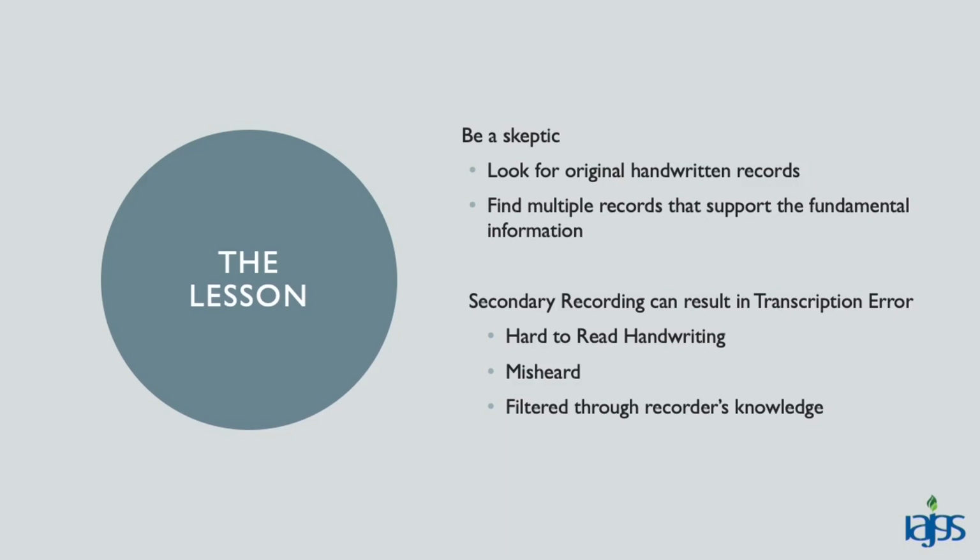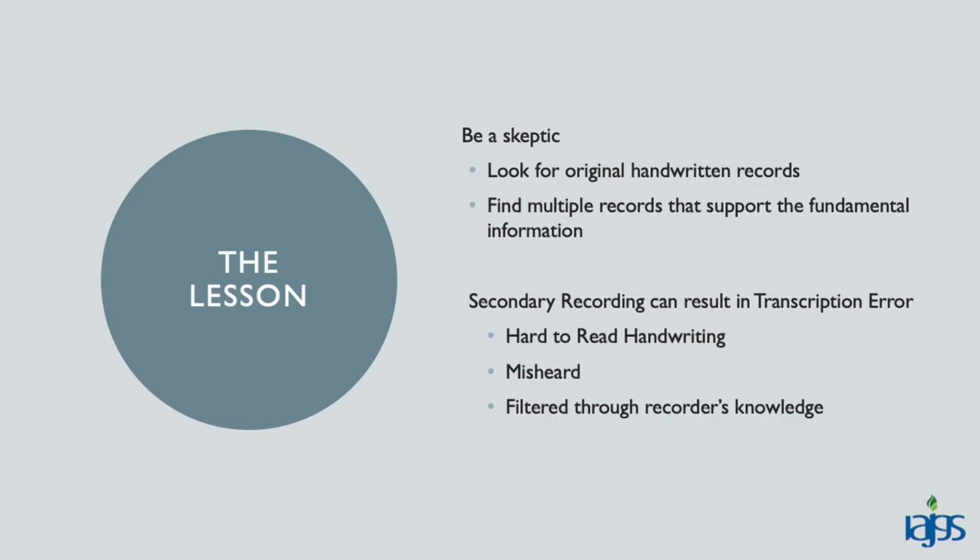As much as we might love to find a typed record because it's readable, realize that there is room for error because of that typed record. There's a secondary recording that happens somewhere along the line when they're working from a handwritten transcription. They may not be able to read the handwriting, they may mishear it, or they filter it through the recorder's knowledge. They may be familiar with Radom, but not Radon. So keep that in mind, and if you find a discrepancy, keep probing until you find multiple records that support a consistent conclusion.